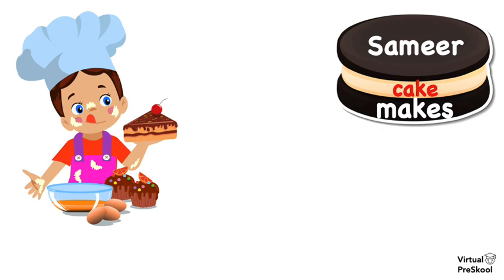Samir cake makes. We want to say that whole thing in Hindi. First, let's make sure we know what the verb to make is. To make is banana. Remember, this is a present tense sentence. Samir makes cake. It's something that he does sometimes. So we have to conjugate the verb for him in present tense. And now put the sentence together.